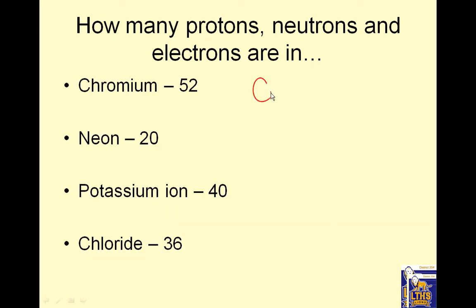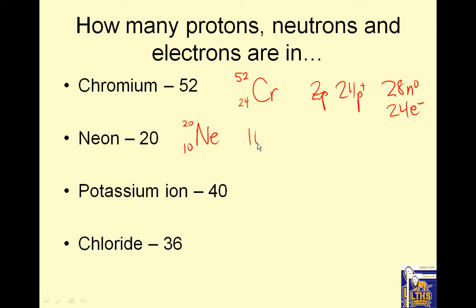How many protons, neutrons, electrons? Well, this is chromium 52, dashed to the mass number. I look on the periodic table, I find out chromium is atomic number 24. So I have 24 protons, 28 neutrons, and no charge on it, so it's also 24 electrons. All right, neon, 20. Periodic table, I find 10 for the atomic number of neon. 10 protons, no charge, 10 electrons, and this happens to have 10 neutrons as well.